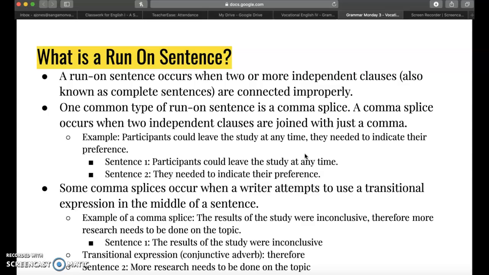Some comma splices occur when a writer attempts to use a transitional expression in the middle of a sentence. Example: the results of the study were inconclusive, therefore more research needs to be done on the topic. Sentence 1 states the results of the study were inconclusive. The transitional expression is therefore, and sentence 2 is more research needs to be done on the topic. Those should be two separate sentences.